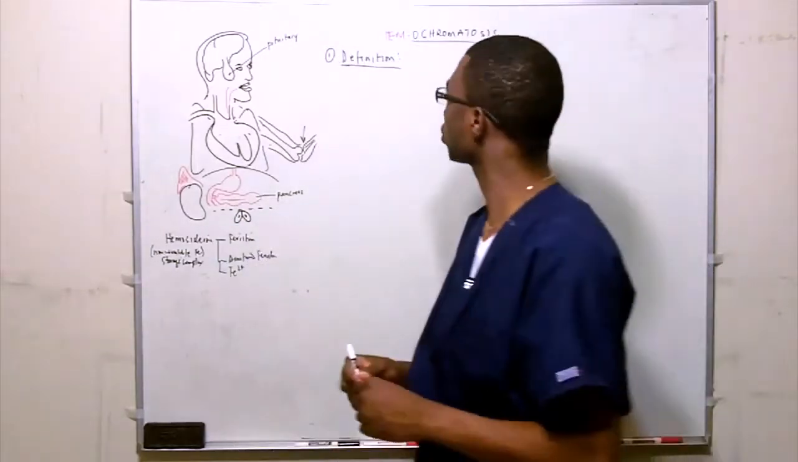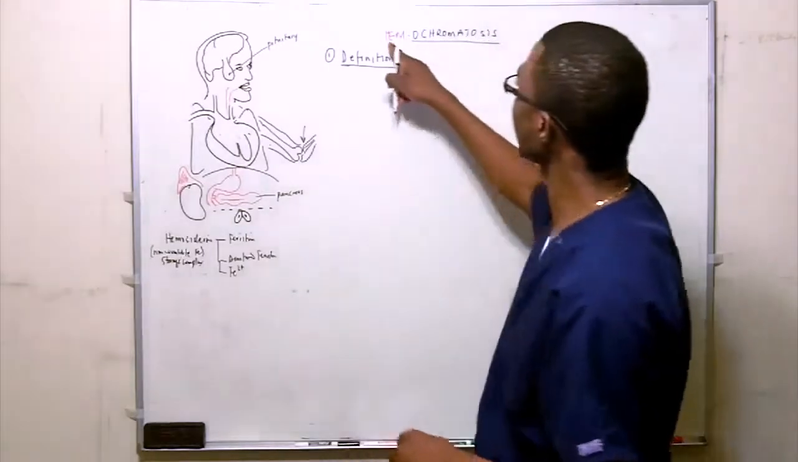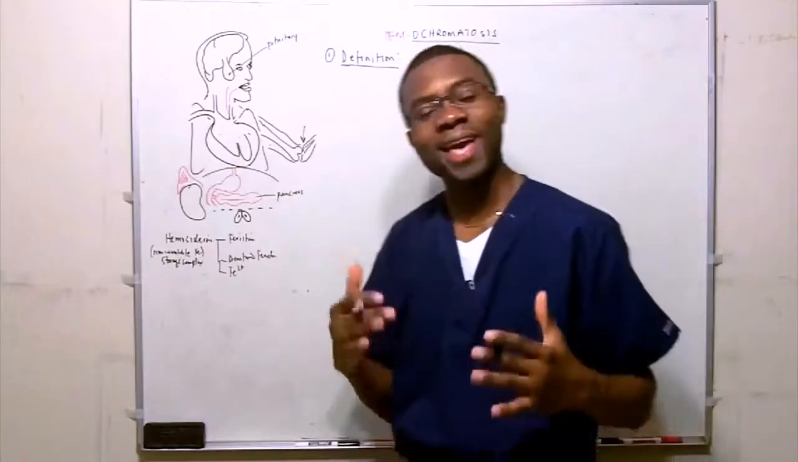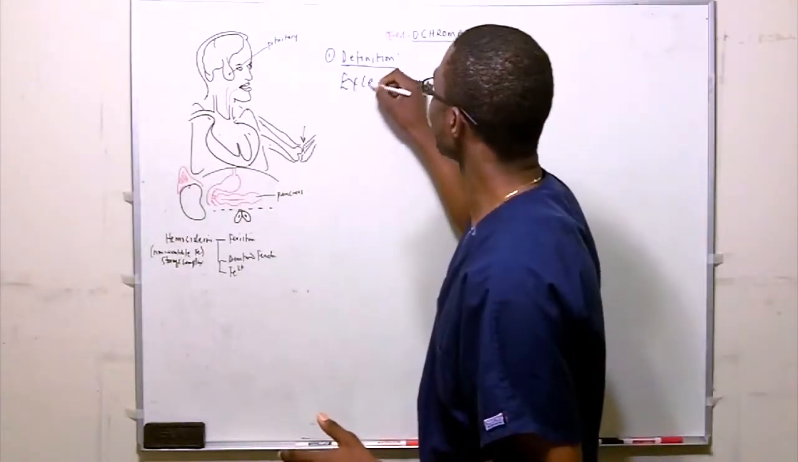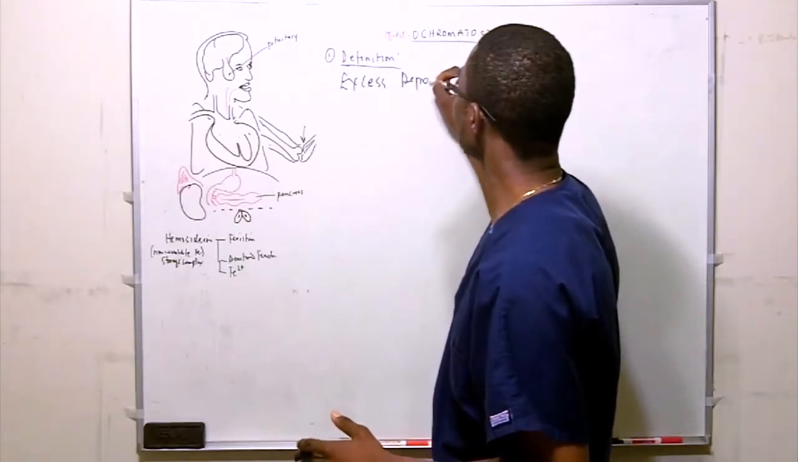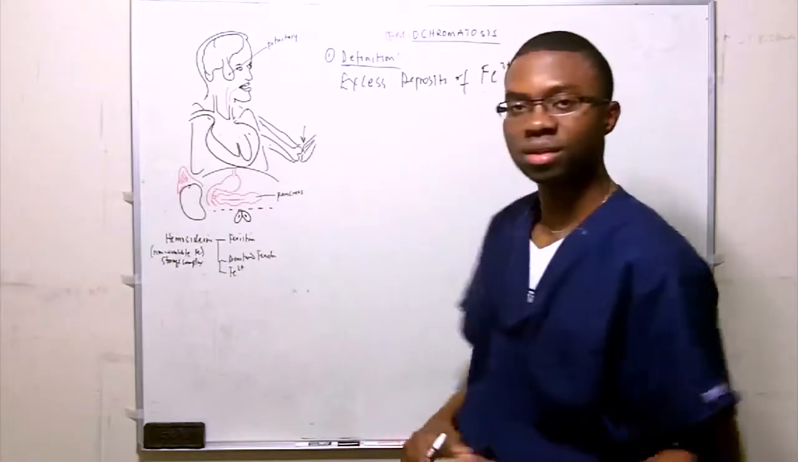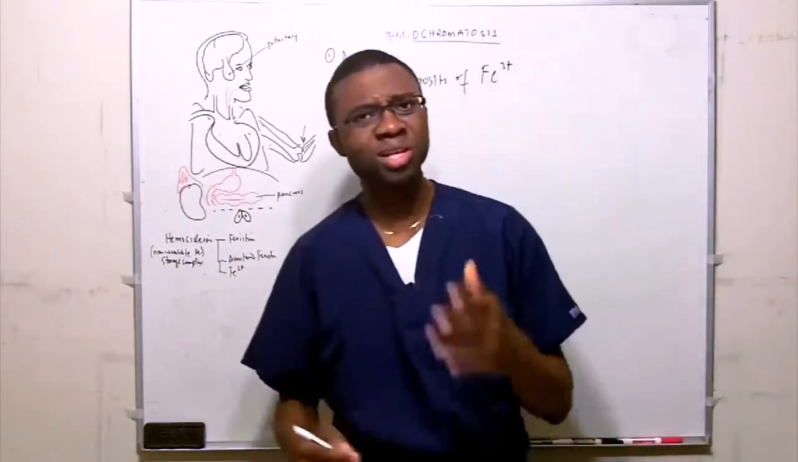So what is hemochromatosis? Like we always do, we break words into pieces. So I wrote it up here, hemochromatosis, right? It's the excess deposition of iron. Excess deposits of iron in the body, which it's not supposed to. So what really causes this?